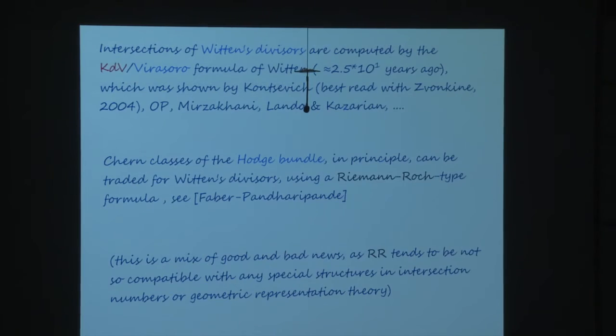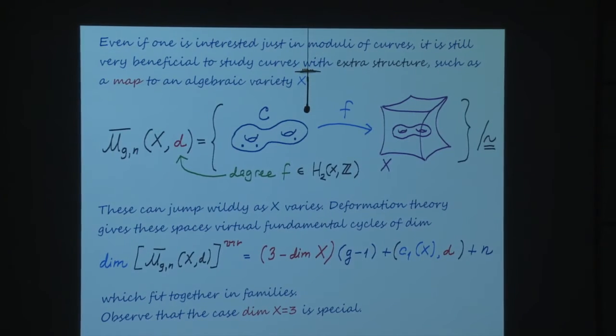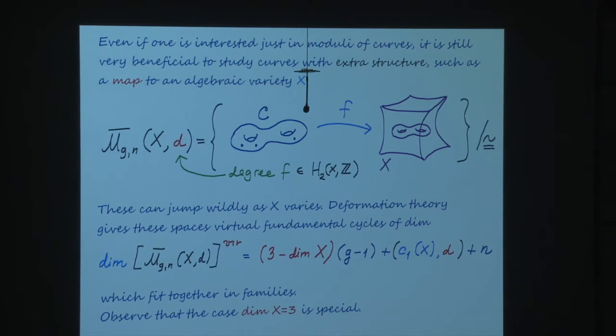Now the point I was going to make. So this is in the past, a long past. And what's in the medium length past is that even if you only care about moduli of just Riemann surfaces, just algebraic curves, it may be a very good idea to study them together with extra data. And the kind of extra data we will allow is a map to some algebraic variety. For example, you can take a curve together with an embedding in projective space. That will be an example.